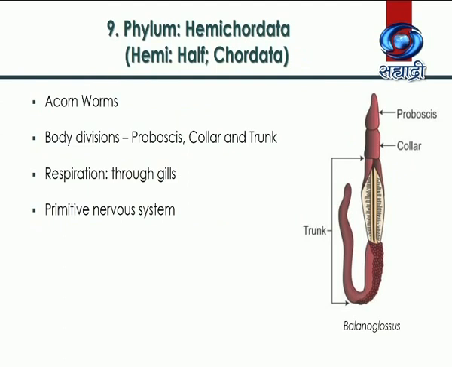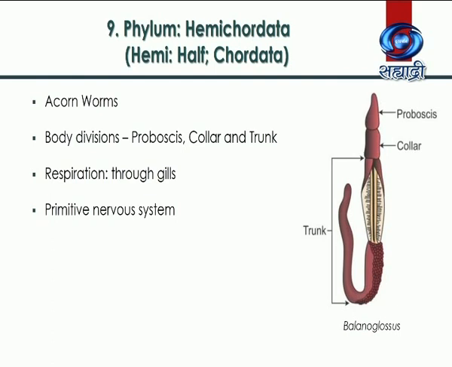The next phylum is phylum Hemichordata. Hemichordata was earlier considered as subphylum under phylum Chordata, but now it is placed as a separate phylum under non-chordata. These are worm-like marine animals. They are also known as acorn worms.